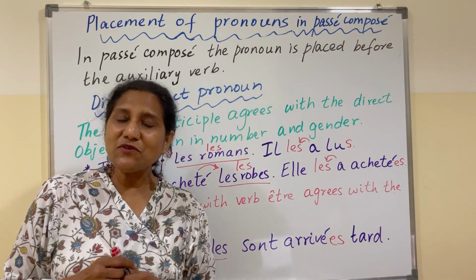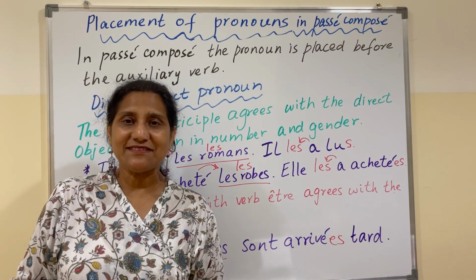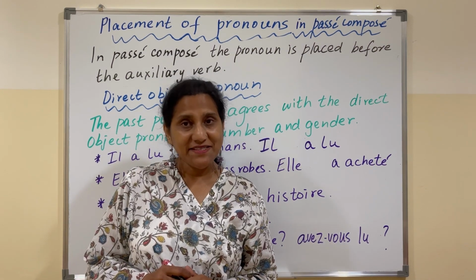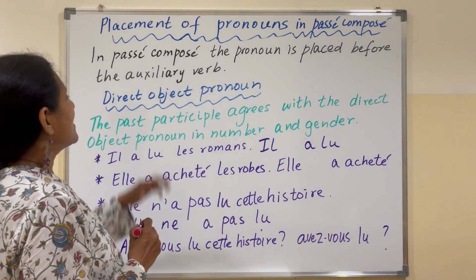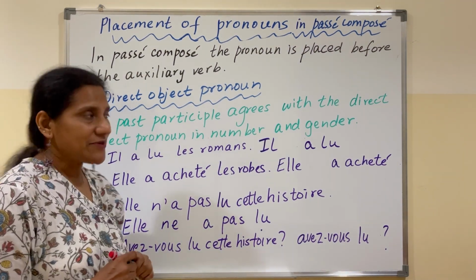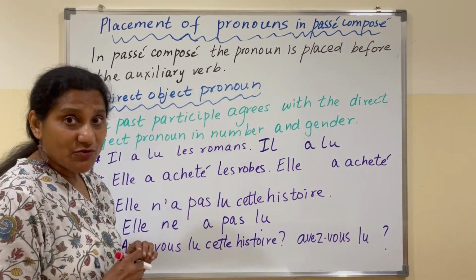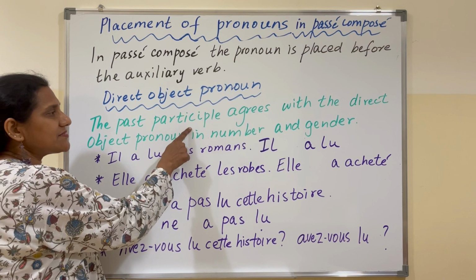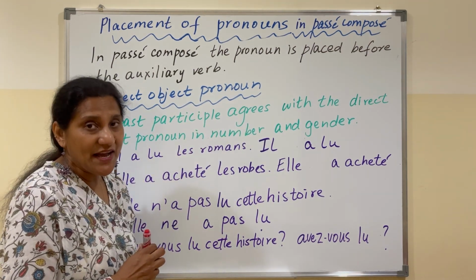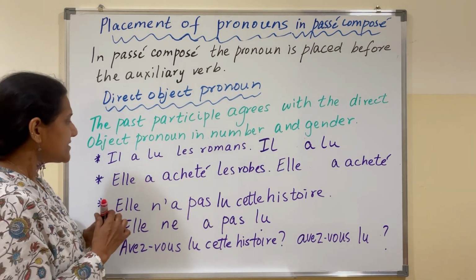Now let's continue learning the placement of pronouns with some more examples. Let's look at the placement of pronouns in passé composé. In passé composé, the pronoun is placed before the auxiliary verb. Now we have to be very careful when it's a direct object pronoun. The past participle agrees with the direct object pronoun in number and in gender. Let's look at a few examples to understand this better.